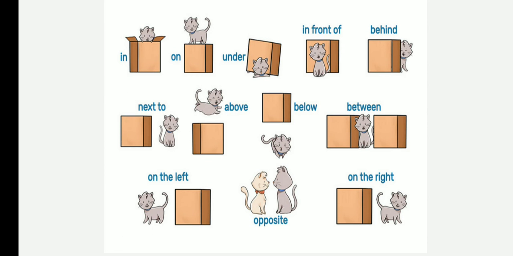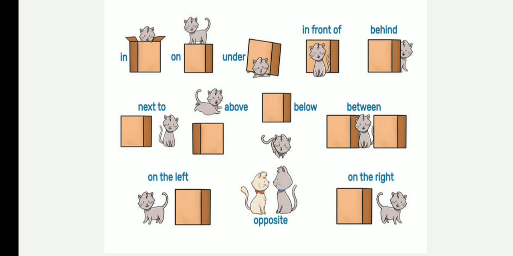Here I have given the picture of a cat. Where is the cat sitting in the first picture? The cat is sitting in the box. In the second, where is it standing? It is standing on the box. In the third, where is it lying? It is lying under the box. In the fourth, the cat is sitting in front of the box. In the fifth, the cat is sitting behind the box. The behind is nothing but back.